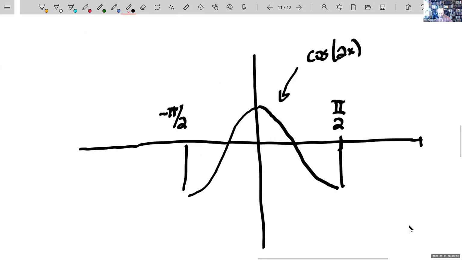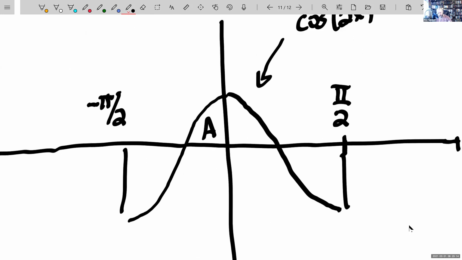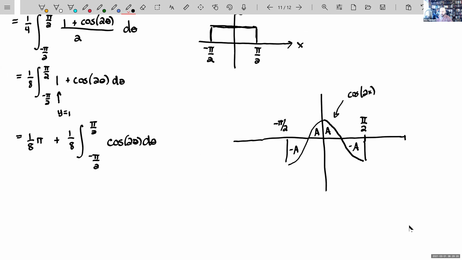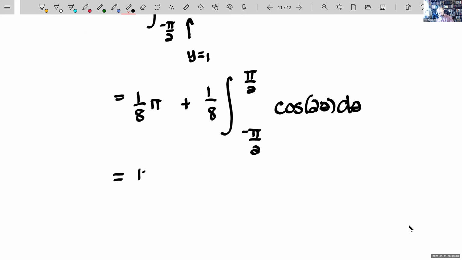because the areas cancel. This is area A. This is the same area. This is the opposite area. This is the opposite area. They cancel beautifully. I highly recommend you get used to thinking geometrically so that you don't have to do the mechanical integrations. You can just say, oh, this is just pi over 8. Because that is going to be 0.